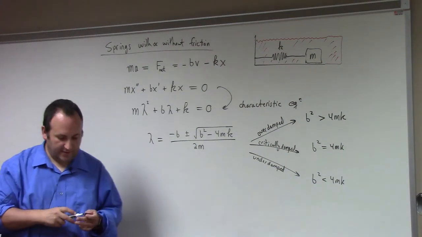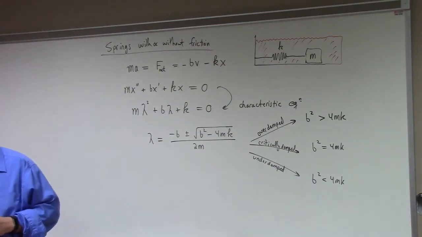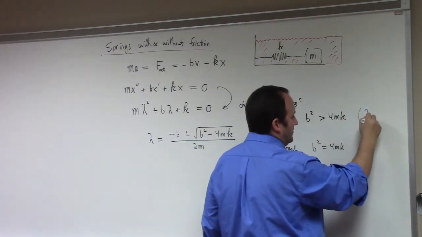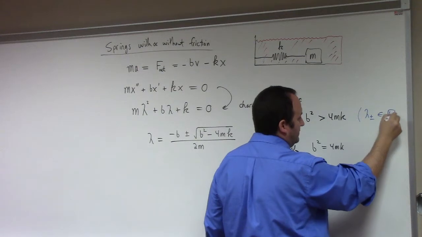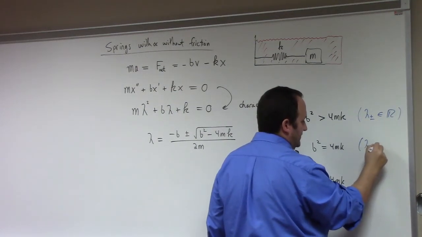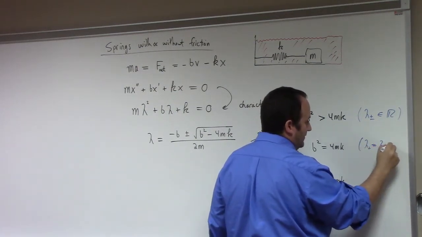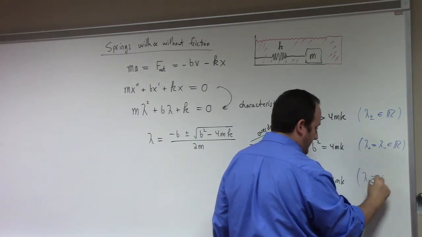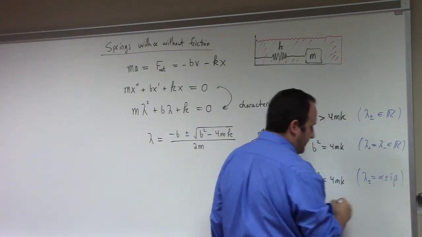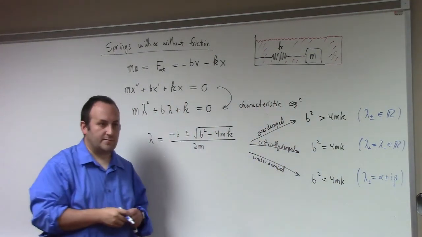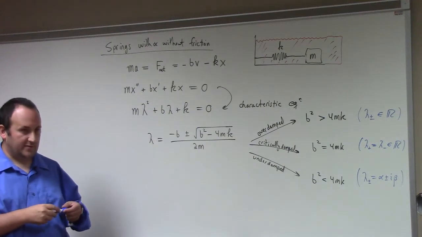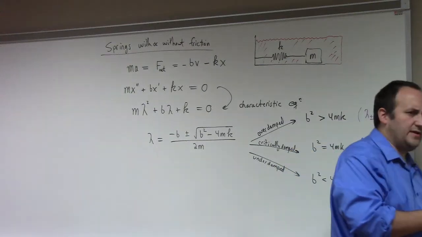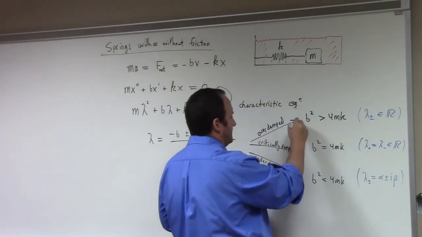So let me just put in parentheses just a mathematical comment. So here, lambda plus or minus are in the reals. Here, lambda plus equals lambda minus, again real. And finally, lambda plus or minus is alpha plus or minus i beta. It's a complex zero. These are the different kinds of math we face, right? So let me number these cases 1, 2, and 3, yeah?